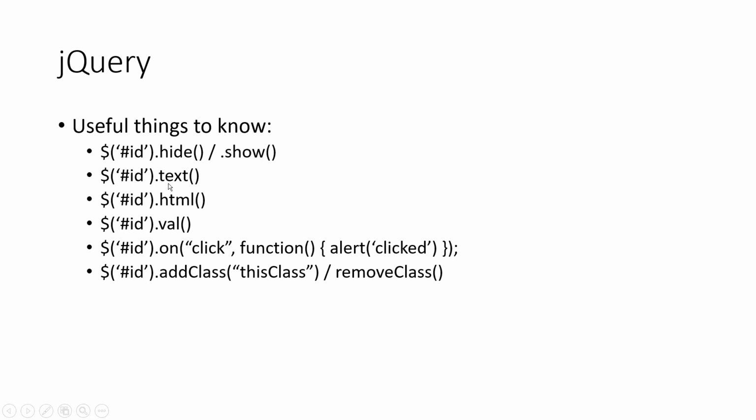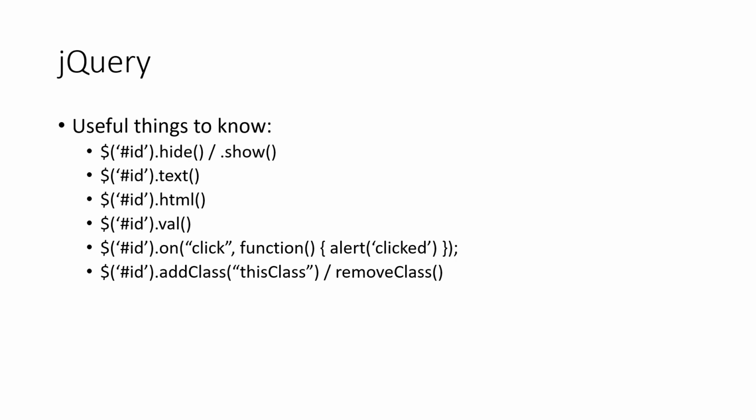And then you could do text. So dot text will set or get the text of an element. HTML can set or get the HTML of the entire element, so including the tag and everything. And val is used for input elements to get or set the value of those inputs.